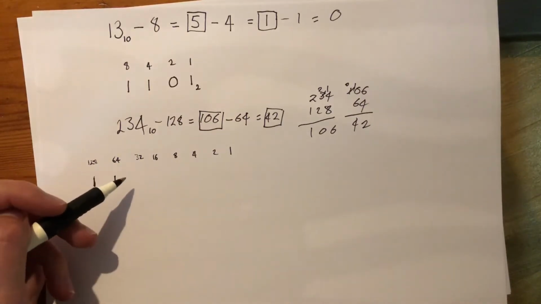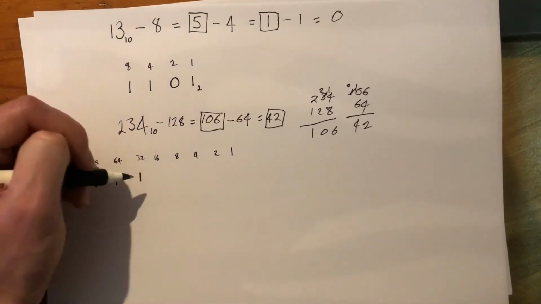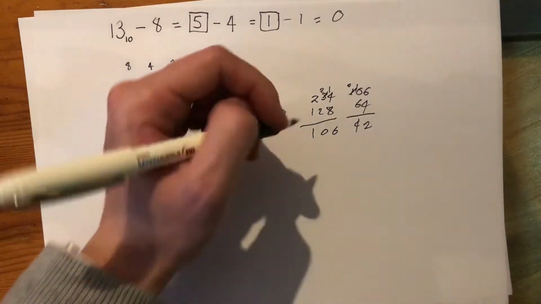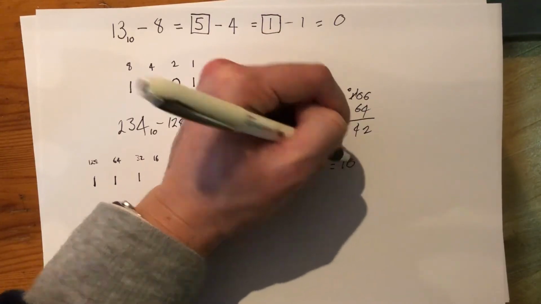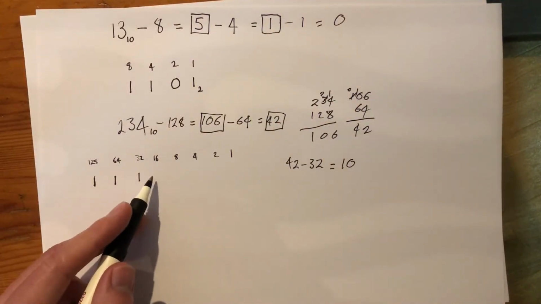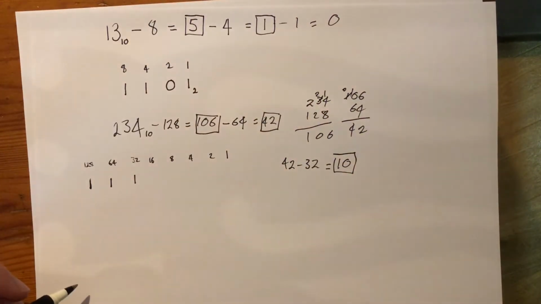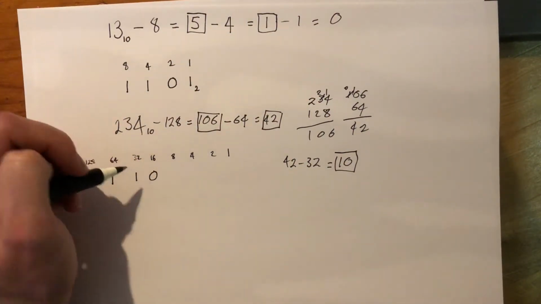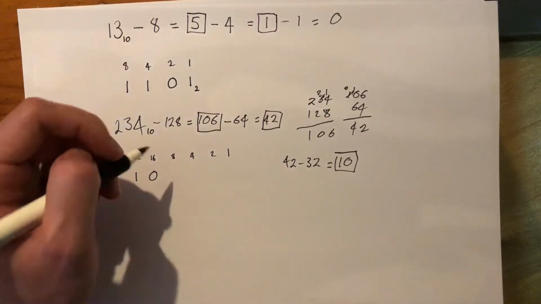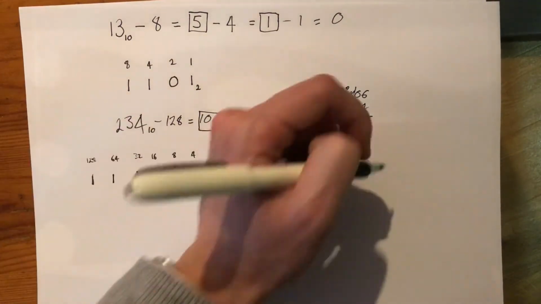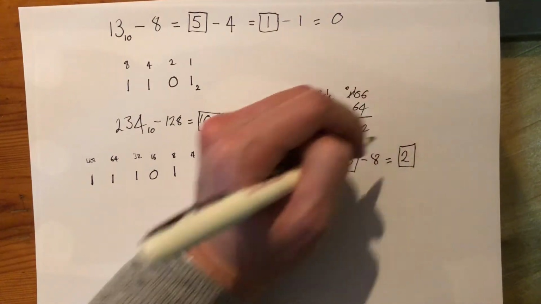We move one place along. Does 32 fit inside 42? Yes, it does, with remainder 10. 42 minus 32 is 10. And we move along. Does 16 fit inside our current number 10? No, it doesn't. So we put a 0 and we move on. Does 8 fit inside 10? Yes, it does. So we put a 1. We deduct 8 from it and we've got our remainder, which is 2.